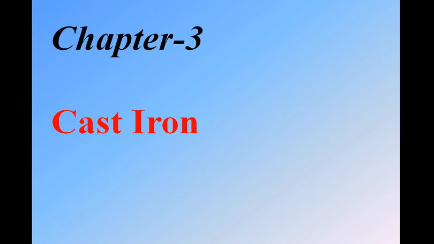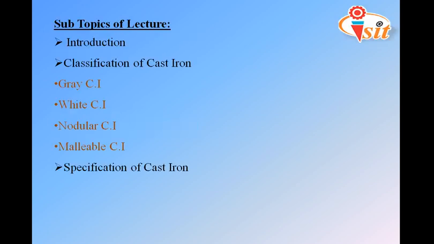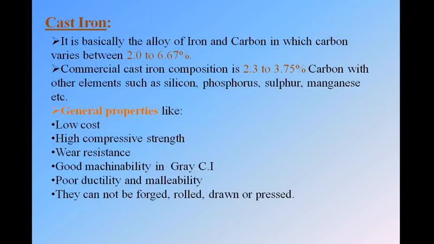As you know, cast iron is an alloy of iron and carbon with a carbon content of more than 2%. Then the subtopics of the lecture: the first point is introduction, second is classification of cast iron on the basis of different things. Then we will go through the four important cast irons that we have in the syllabus, that is grey cast iron, white cast iron, nodular cast iron, malleable cast iron, and the last point will be the specification of cast iron. For the four cast irons we will see their composition, their properties, and their applications. Next we will start with the introduction.